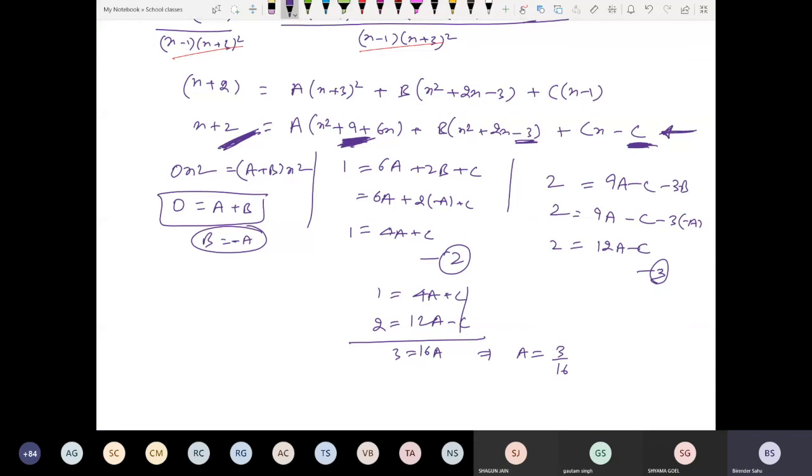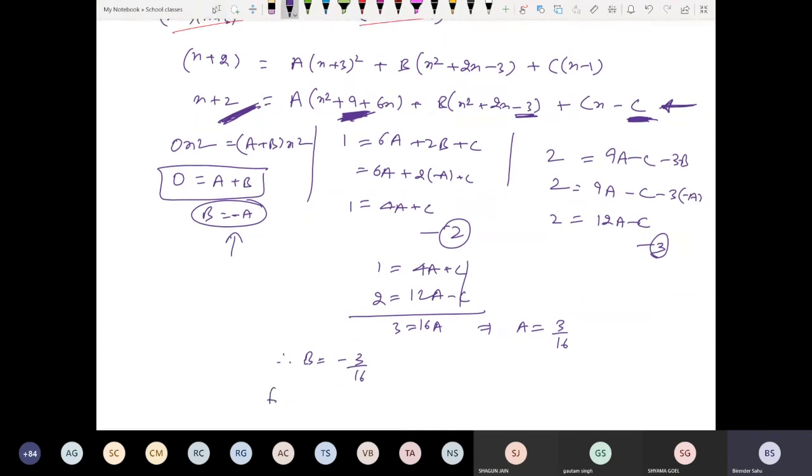Now we put this a here to get b. So b is minus 3 by 16. And c, for c you can put a anywhere, let's say from equation 2.